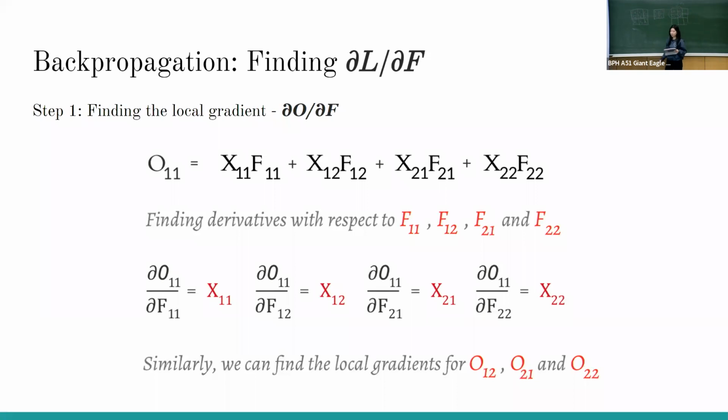Going back to the slides, we can see that because O11 equals x11 f11 plus x12 f12, and so on, finding the derivatives with respect to f11, f12, f21, and f22 is the same as the equation down below. dO11 by df11 is simply x11. This is simple. Makes sense?